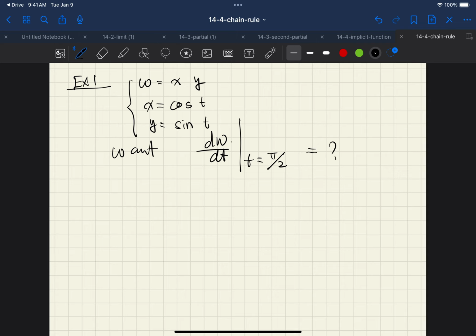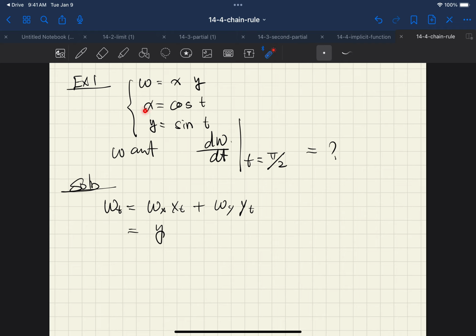Then we know that, again, Wt is Wx xt plus Wy yt. So w as a function of x and y, partial derivative with respect to x, then y is frozen as a constant, so it's the coefficient, and xt. This is entirely from calculus 1. Cosine t prime is negative sine t.